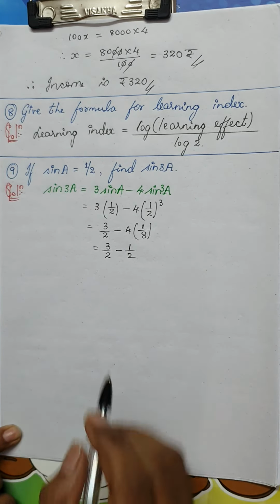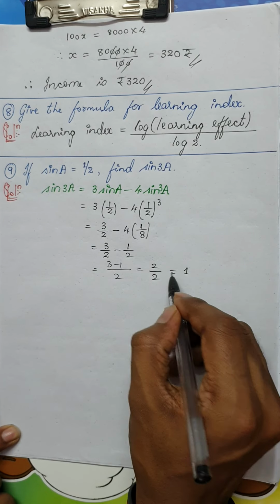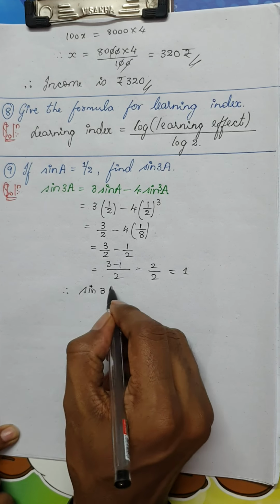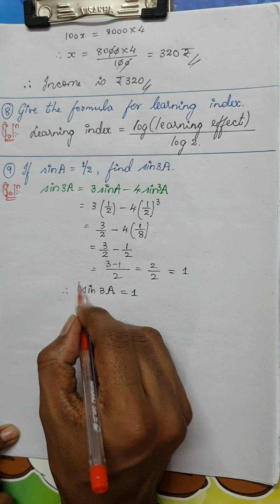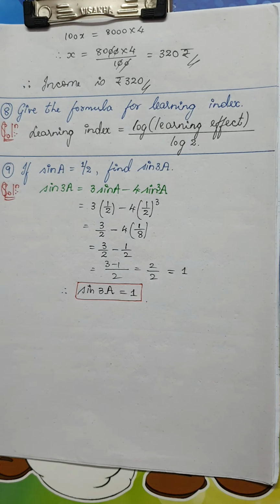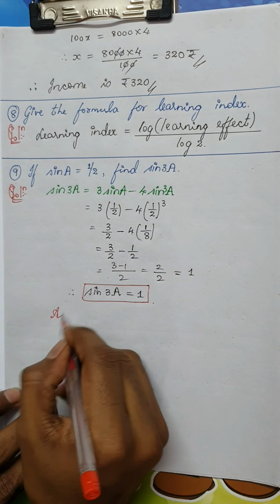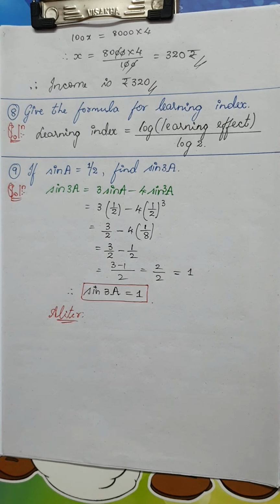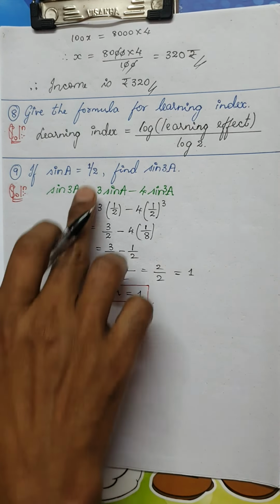You will get 3 minus 1, that is nothing but 2 divided by 2, it is nothing but 1. Therefore you get sine 3A is equal to 1. So usually this is the regular method students follow. But I believe there is another simple method. If you give me this question, I will definitely follow this step. What step? See how I can solve, because this is a standard value.